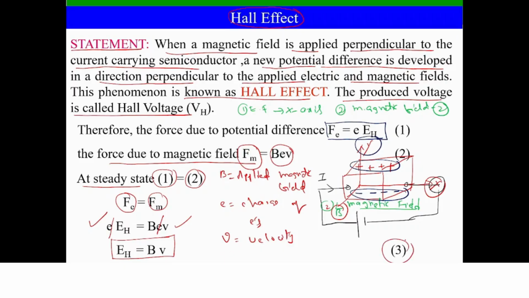Write down the equations, important. Wherever you do not understand, you give me the message. I will explain it once again in the form of another video. So EH is equal to B into V.